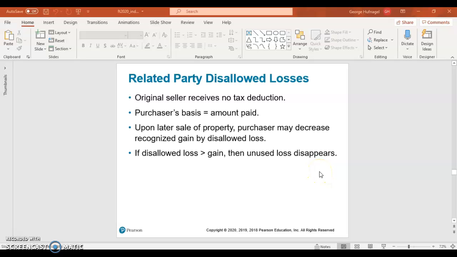Related parties, disallowed losses. Original seller receives no tax deduction. The purchaser's basis is going to equal the amount paid. Upon later sale of property, purchaser may deduct recognized gain by the disallowed loss. If disallowed loss is greater than the gain, then the unused loss will disappear.